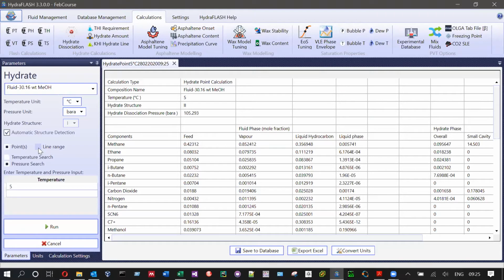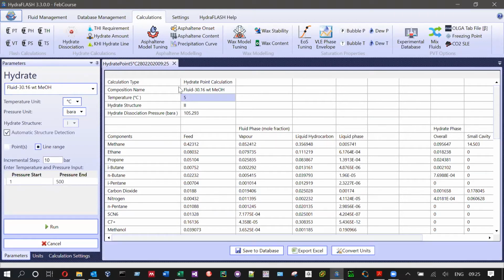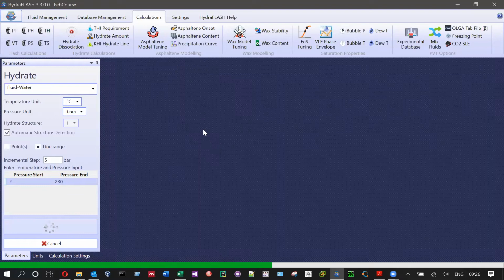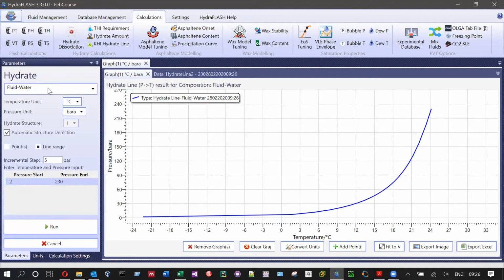Or if you want to calculate a hydrate line or a hydrate phase boundary, you use this checkbox. So for this case, I want to know the hydrate phase boundary between 1 bar or maybe 2 bar, and then until 30 bar, with intervals of 5 bars. For this composition, first fluid and water. So this is the hydrate phase boundary, and then I change to methanol, and then I calculate it again.